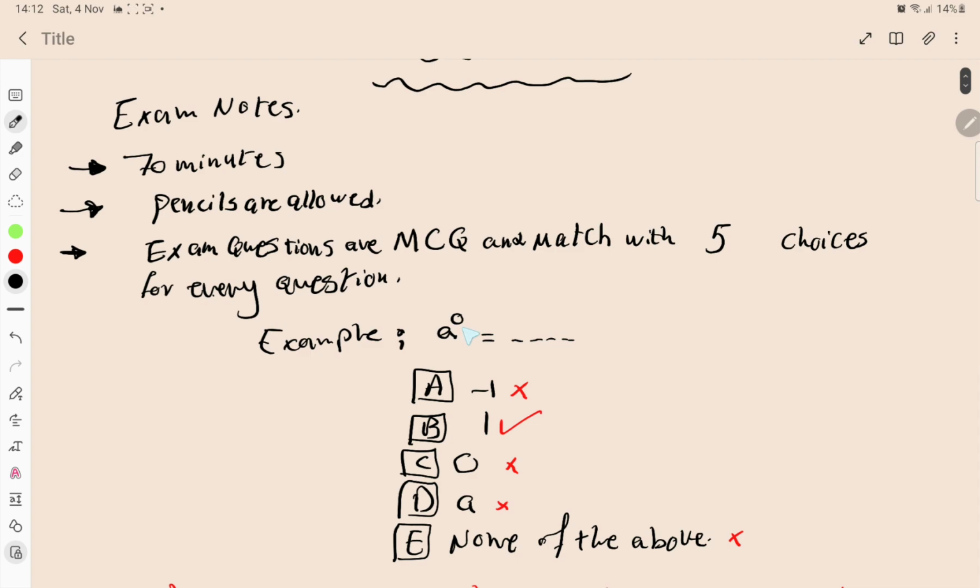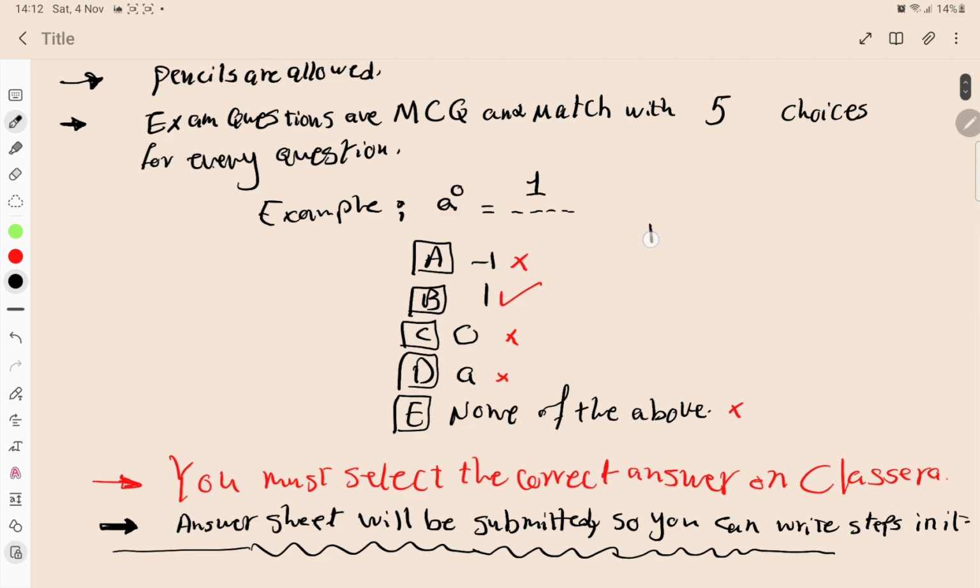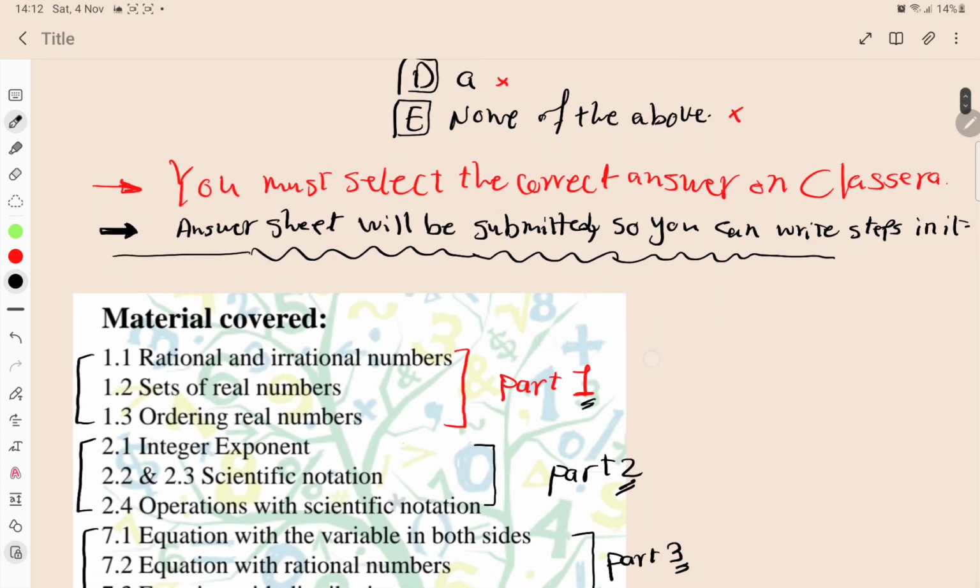Example, a power 0. Anything power 0, you can just solve it without looking at the choices, solve it first. A power 0, anything power 0 is just 1. Where is the choice? B. So we'll just select B. So this is the correct answer. Anything else is not correct.